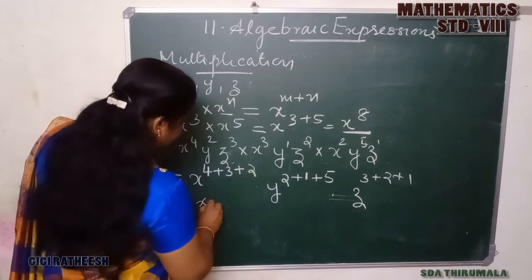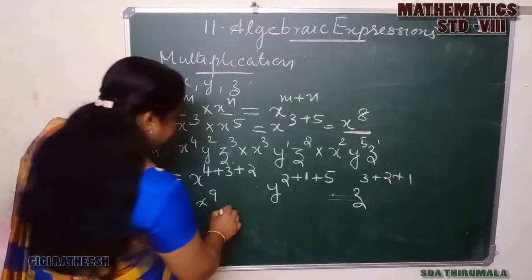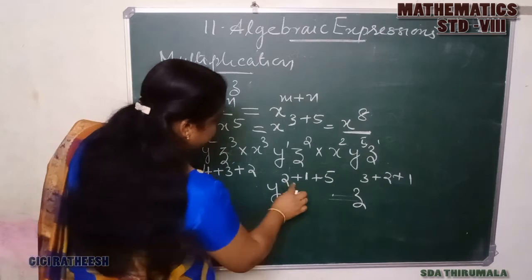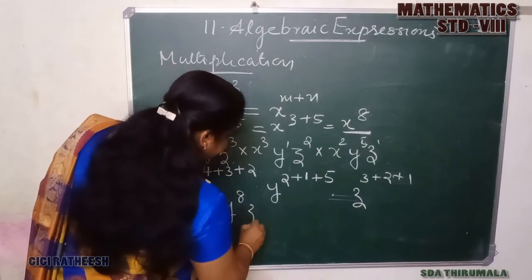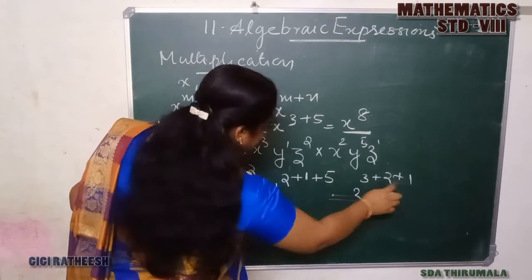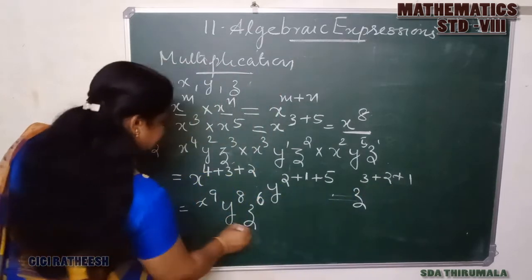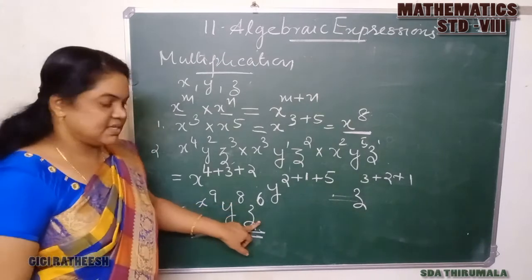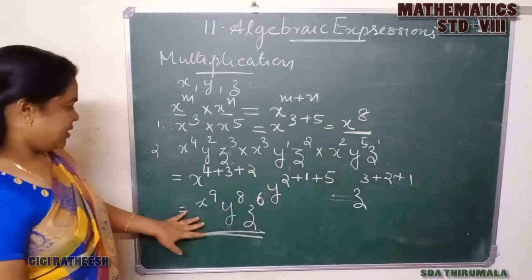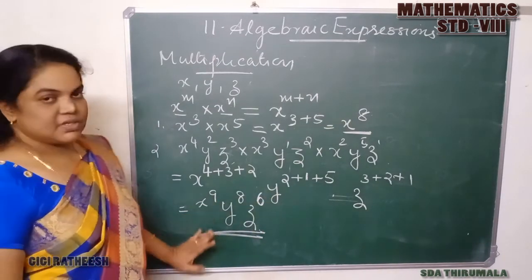Next, x raised to 9, y raised to 2 plus 1, 3 plus 5, 8, and z raised to 3 plus 2, 5 plus 1, 6. This is the value of this: x raised to 9, y raised to 8, z raised to 6 is the value of this expression.